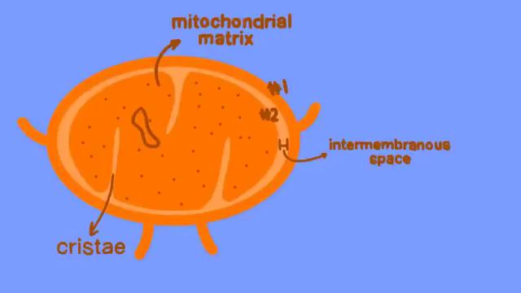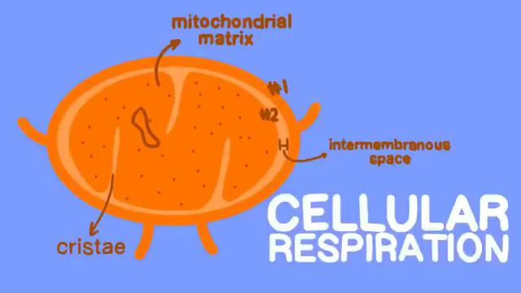And this process of cellular respiration occurs in the inner membrane, and that's why those folds are there, so there's more surface area for this process to occur, and more energy is generated quickly. And that's all you need to know about mitochondria for now.